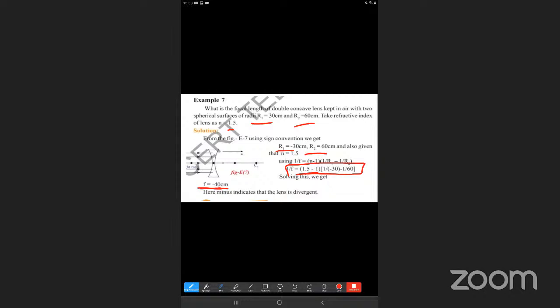Here this minus indicates that the lens is divergent. We know the concave lens is the divergent type of lens, right? So this minus indicates that the lens is divergent here. So the focal length of this double concave lens when it is kept in air with the two spherical surfaces is 40 centimeters. Right.